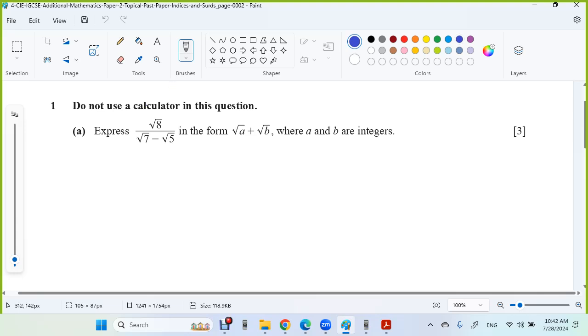Question number 1. Do not use calculator for this question. So we rationalize the denominator. So multiply with the square root 7 plus square root 5, square root 7 plus square root 5.